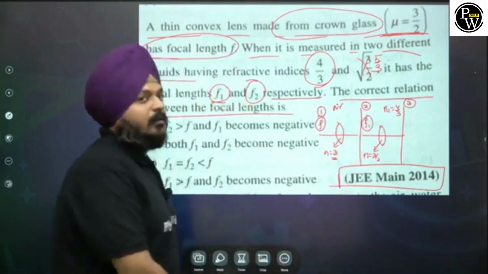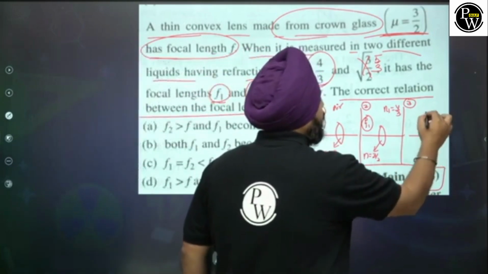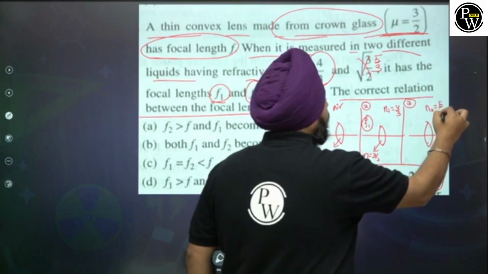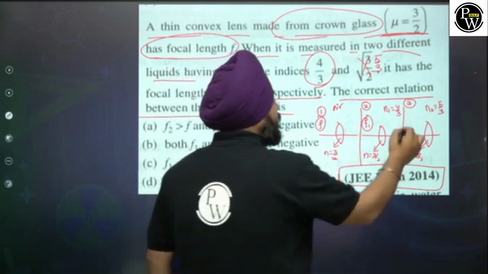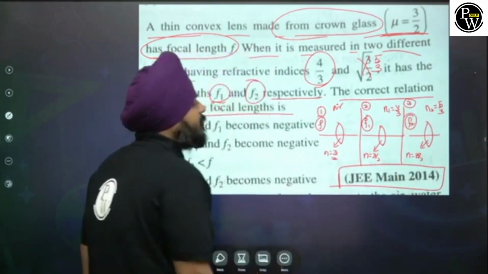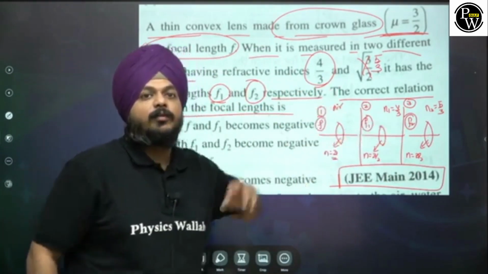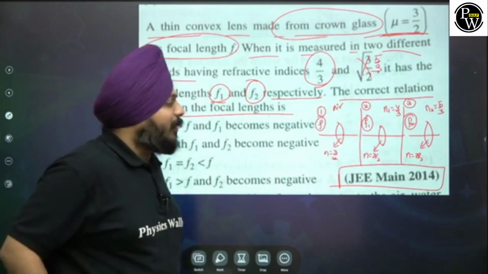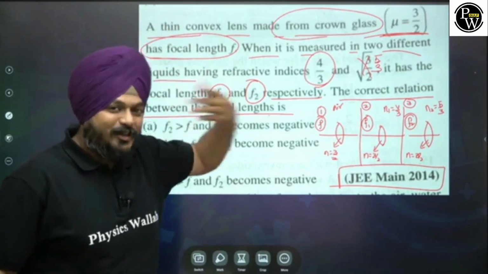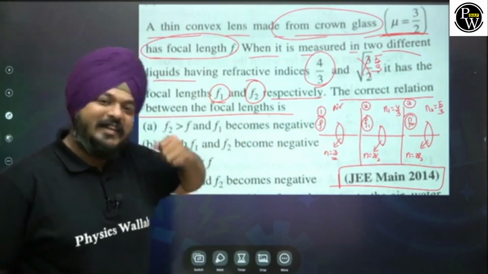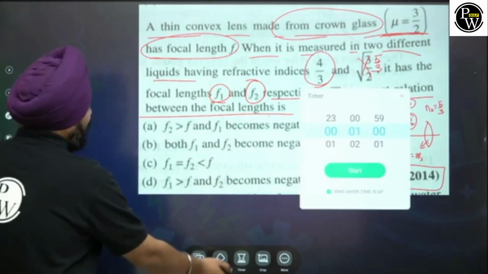Now the lens is immersed in another liquid having the refractive index 5/3. The refractive index of the lens is the same. Then in this situation, the focal length of the lens is going to be f2. Then we have to find the correct relation between f1 and f2. Very nice question. In the thin lens formula, they have taken the refractive index and applied the lens maker's formula. So let's move on to it. Okay, let me give you all time to solve this.